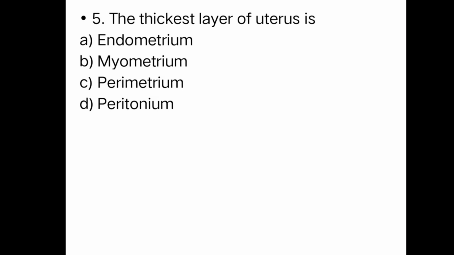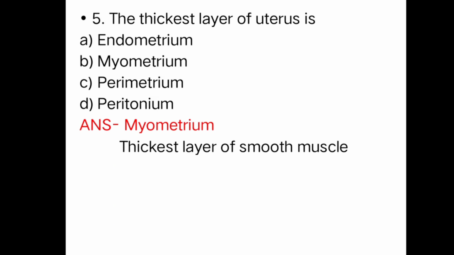So here the answer is, the thickest layer of smooth muscle of the uterus is the myometrium. The myometrium consists of the upper thicker part, and the cervical part is thinner, and it is joined in the pattern of the tree of life. That means it gives the passage for the sperms. So the myometrium is the thickest layer. The outer layer is perimetrium and the inner layer is endometrium. This is also a very direct question. So the correct option is myometrium, the thickest layer of the smooth muscles.